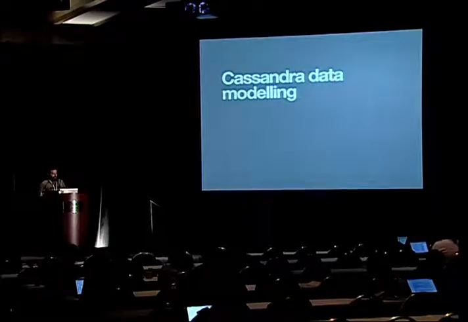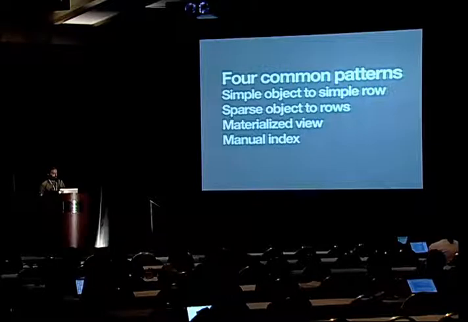The data modeling in Cassandra, therefore, is really just how you take advantage of the columnar data structure. There are four common patterns that we follow. I'm going to detail three of them here for time's sake. The simple object to row, sparse objects to rows, materialized views, and what's called a manual index. A lot of presentations out there have only those first three. I usually like to add that last one because there seem to be common patterns emerging about how that works. So let's look at the first three.